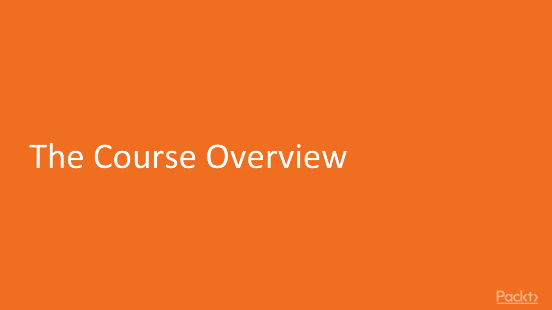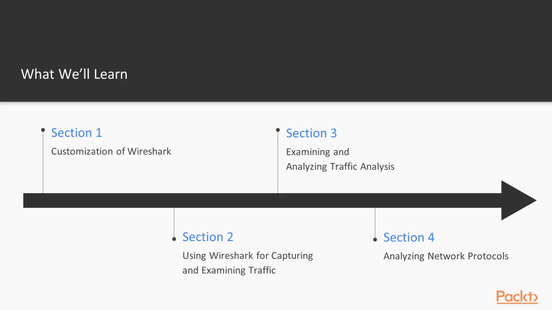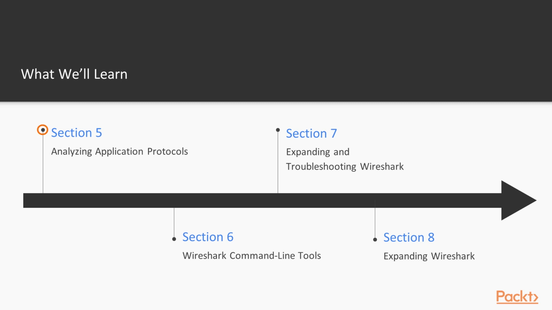So let's do a quick course overview. This course is broken down into 8 different sections. The first section will cover the GUI interface in Wireshark and also how to customize that interface. In section 2, we're going to cover using Wireshark for capturing data, basic network capturing, packet captures, and stuff like that. In section 3, we're going to learn how to examine and analyze network traffic. In section 4, we're going to look at analyzing different types of network protocols like TCP and UDP, those types of things. In section 5, we're going to cover analyzing application protocols.